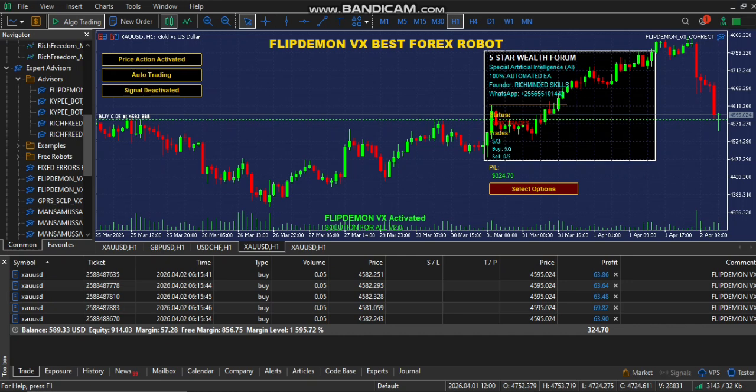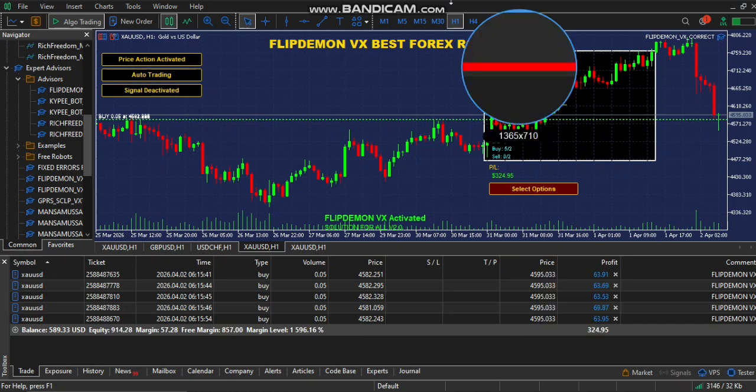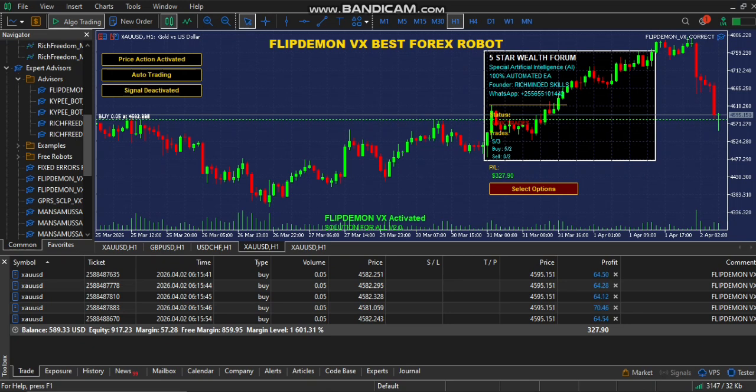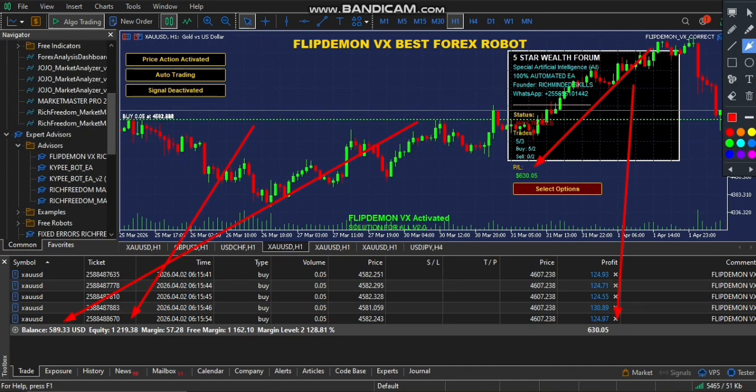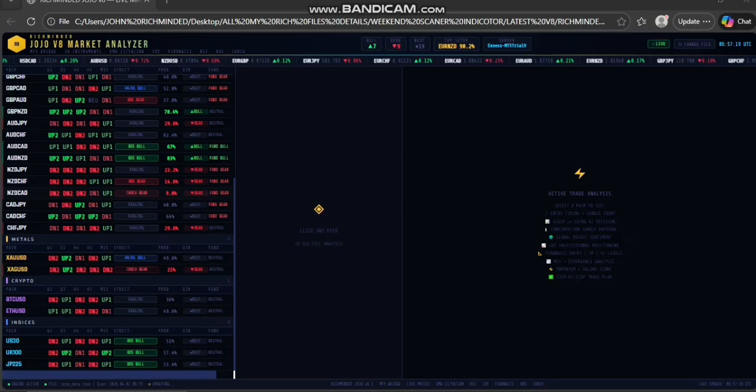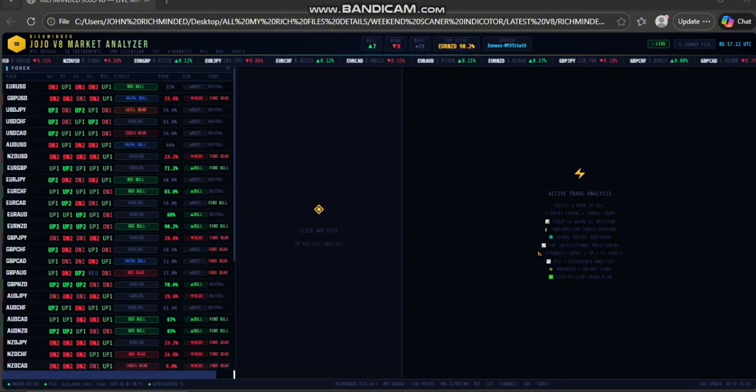Now let me walk you through what is happening on this chart, step by step, so you can understand exactly what the robot saw before it entered. We are on the XAUUSD H1 chart. That means gold, 1 hour time frame. Each candle here represents 1 hour of price action.